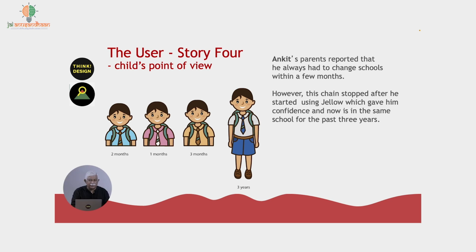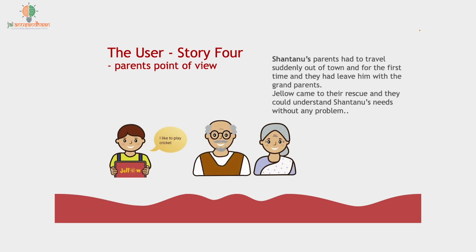Ankit, for example, had an issue of confidence, and he could never stay in the same school for more than 3 to 4 months. His parents had to find a new school because he refused to go to the school. It was only after he was given Jellow that his confidence levels went up because he was able to communicate and express his needs. Now he has actually stayed in the same school.